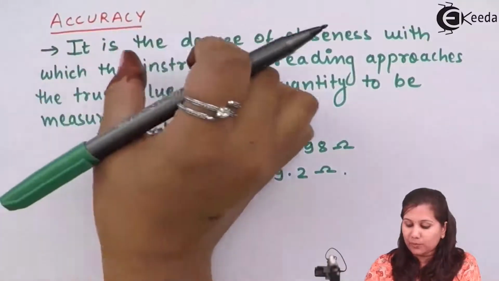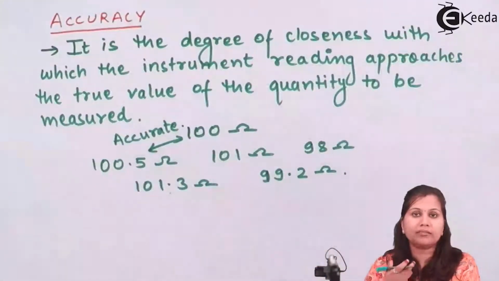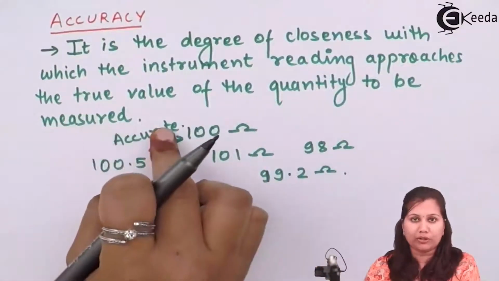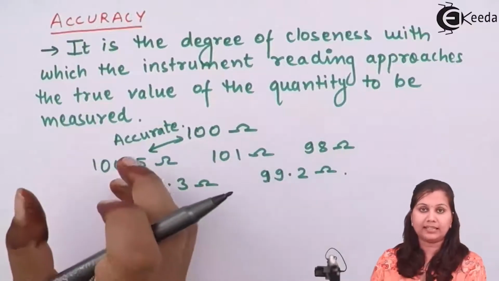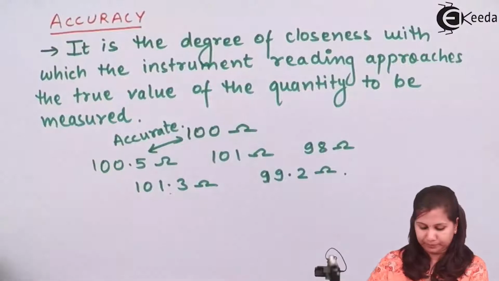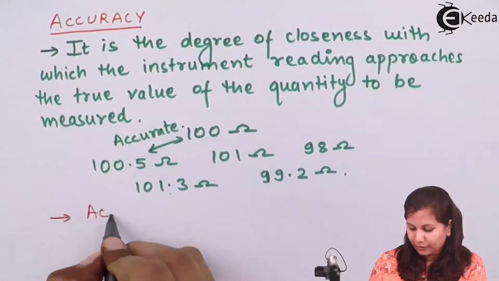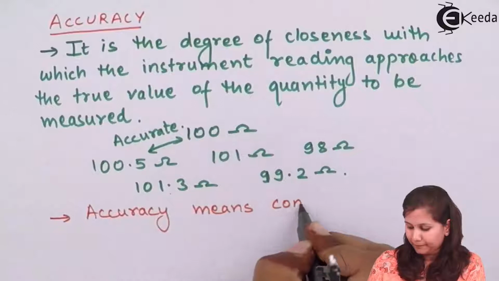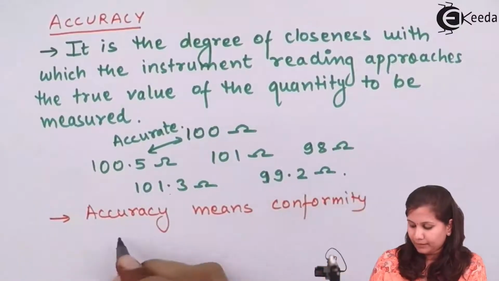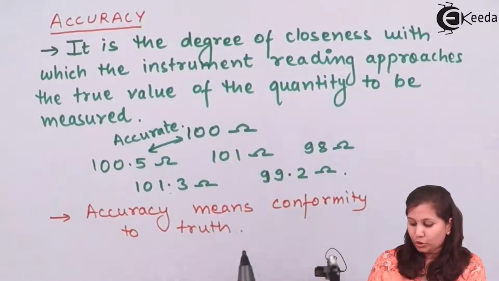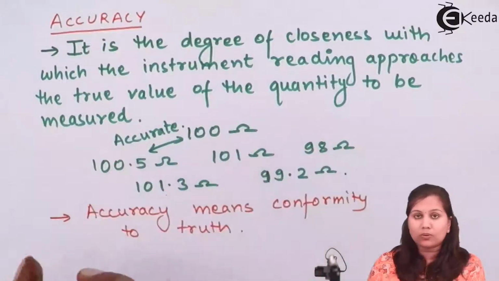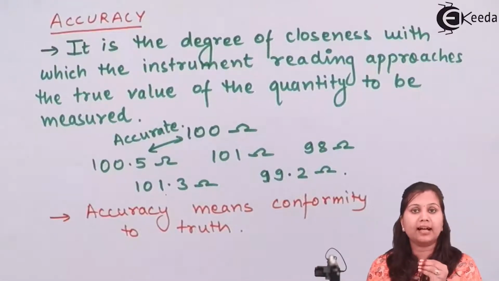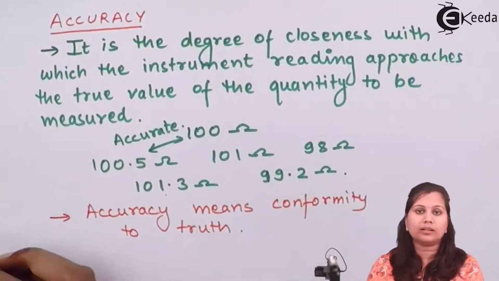Okay, so what is accuracy? It is the degree of closeness, how close the value we are getting is to the true value of the quantity which we want to measure. Now this accuracy, we can say, is the conformity to truth. Accuracy means conformity to truth. So truly the value is 100 ohms, so how close we are getting to that value, how sure we are that this is the actual value of the quantity, that is called the accuracy.